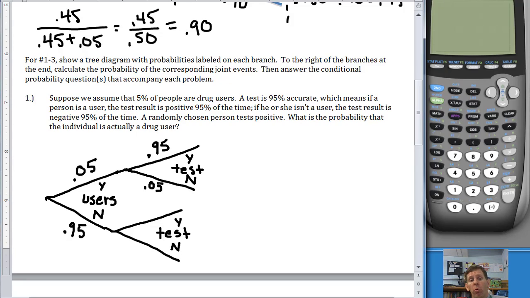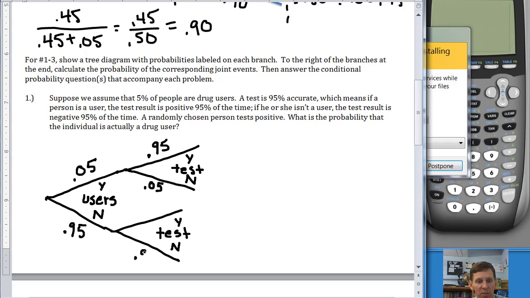So a drug user would hope that the test would say negative. On the other hand, if you're not using drugs, the test result is negative 95% of the time. So if you aren't using drugs, we would hope that the test would say, yes, you're not taking drugs. On the other hand, if you're not taking drugs, the other 5% of the time, the test will say that you are.